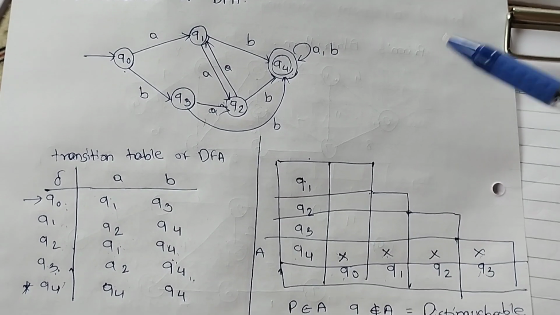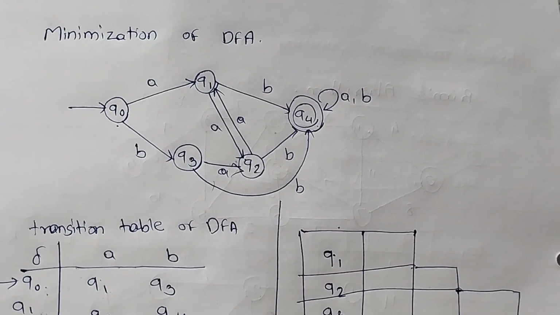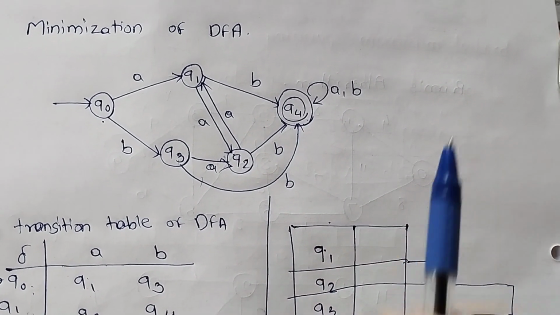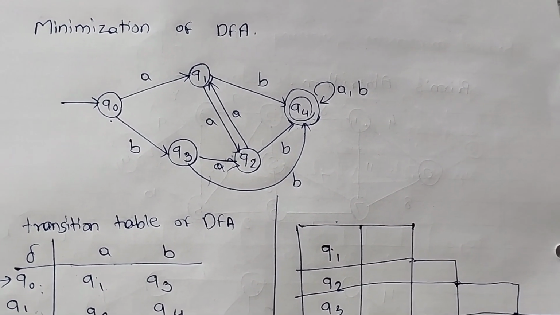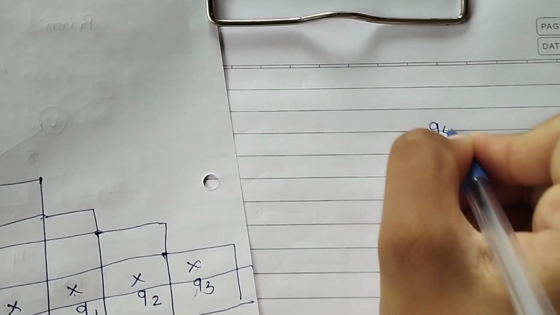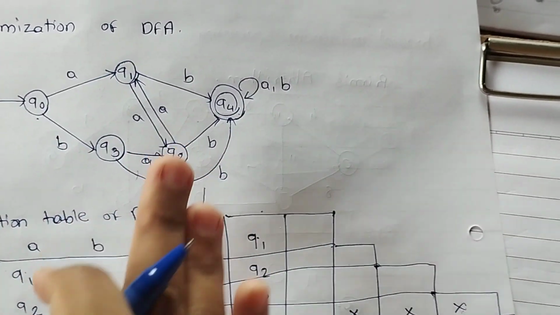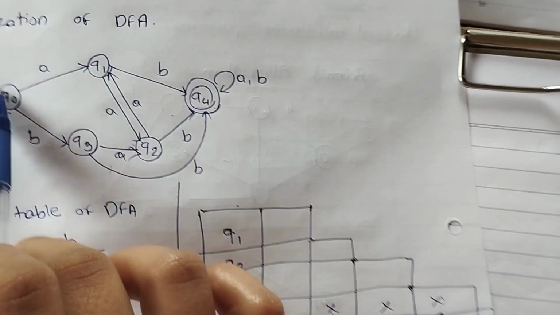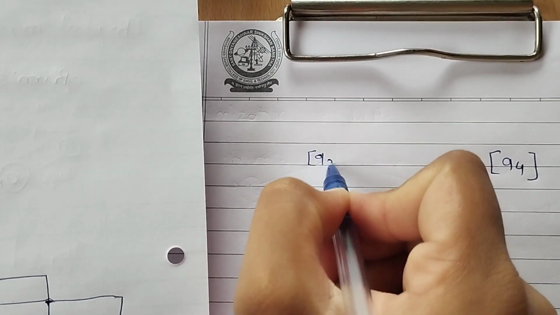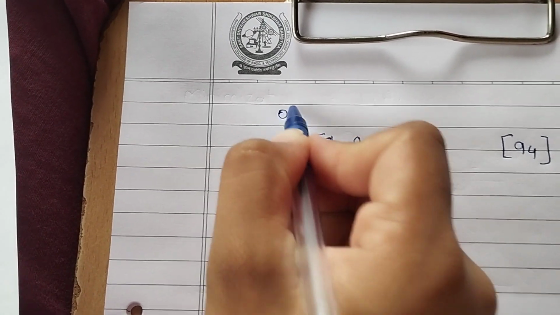Instead of doing this lengthy process, first start with the grouping. So the final state is one group, and which is not final or the acceptance state, these are separate. So one group is Q4. So we write here one group of the acceptance state which is Q4 and all remaining states in another group. So the second group is Q0, Q1, Q2 and Q3. This is the zeroth equivalent.